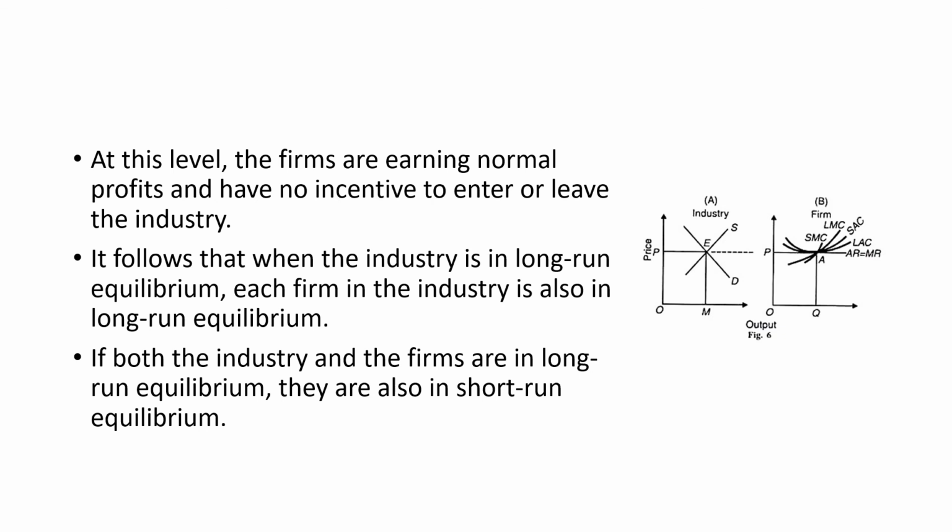Now it follows that when the industry is in the long run equilibrium, each firm in the industry would also be in the long run equilibrium. If you could see that both the industry as well as the firms are in long run equilibrium, then you could say that they are also in short run equilibrium.